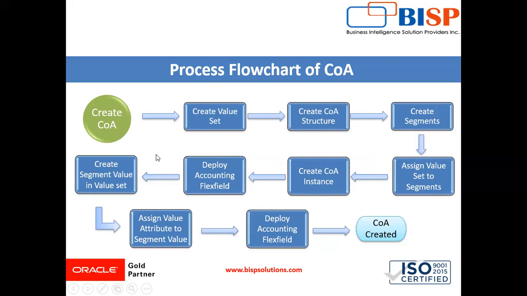Later on, we create the segment values. We define the segment values under these value sets and assign the value attributes to the segment values. And the last process is deploying the accounting key flexfield, and the chart of accounts gets created. All this process we will implement in our application. So let's move on to the application and see how to create the chart of account.